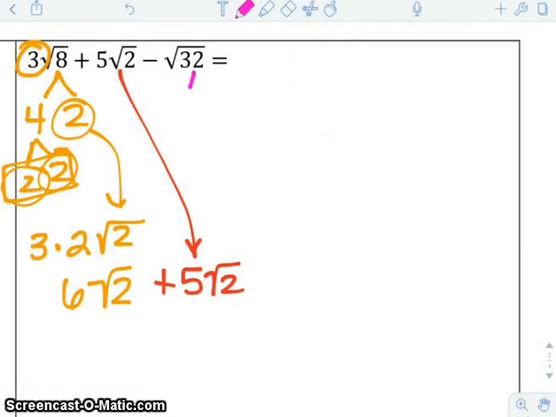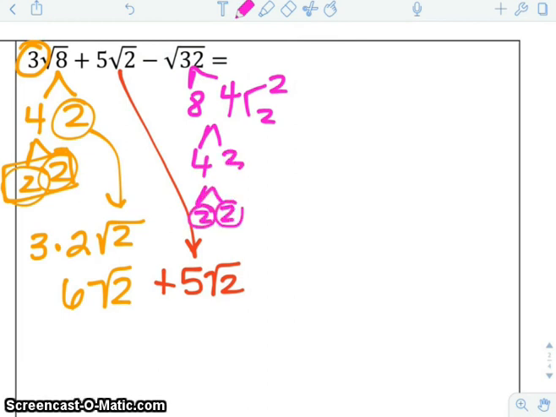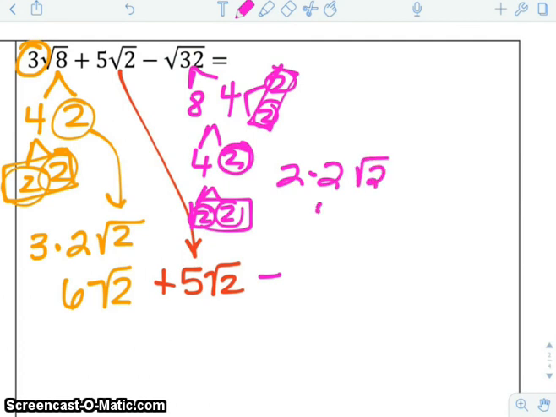And then my last one, I have 8 and 4, 2 and 2, 4 and 2, 2 and 2. Circle all my final branches. I didn't have an original coefficient, so it's minus. These 2's get to leave together, these 2's get to leave together. And this 1 2 goes back under by himself. So this is really 4 radical 2.